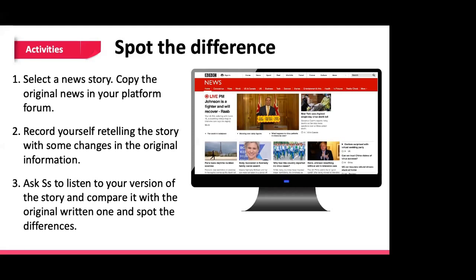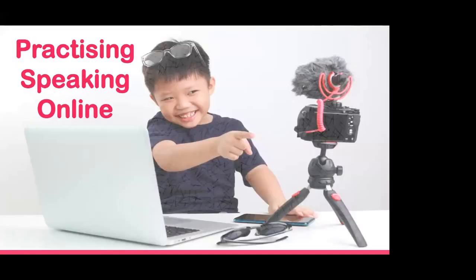The students will listen to your version of the story and they will read the original version of the story, and they need to spot the difference, okay? So this is an activity that integrates reading and it also integrates listening. And again, that will ask students to be listening carefully, okay? So these are some listening activities.